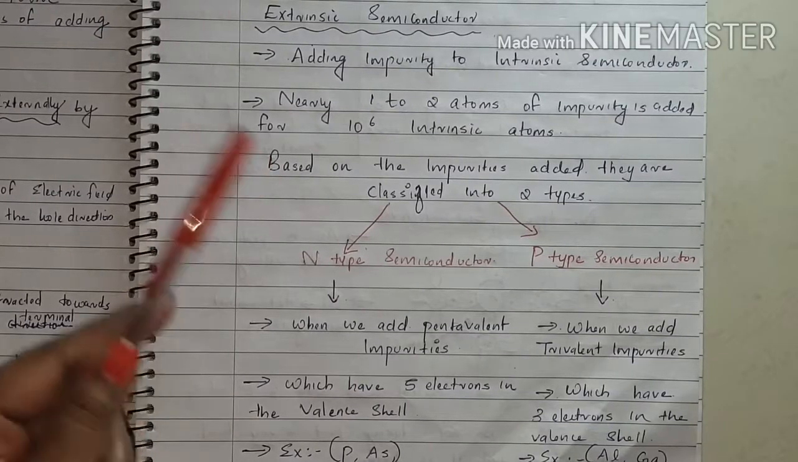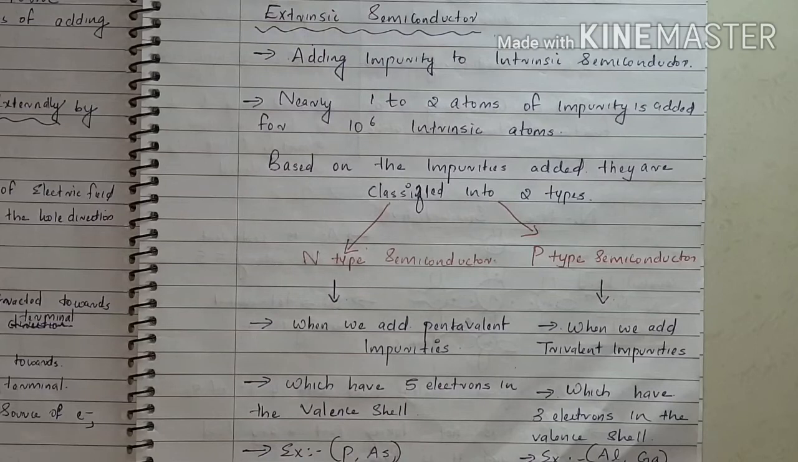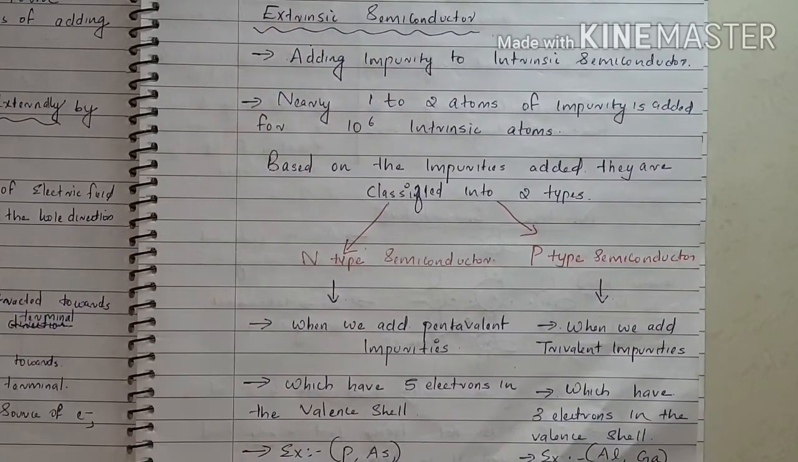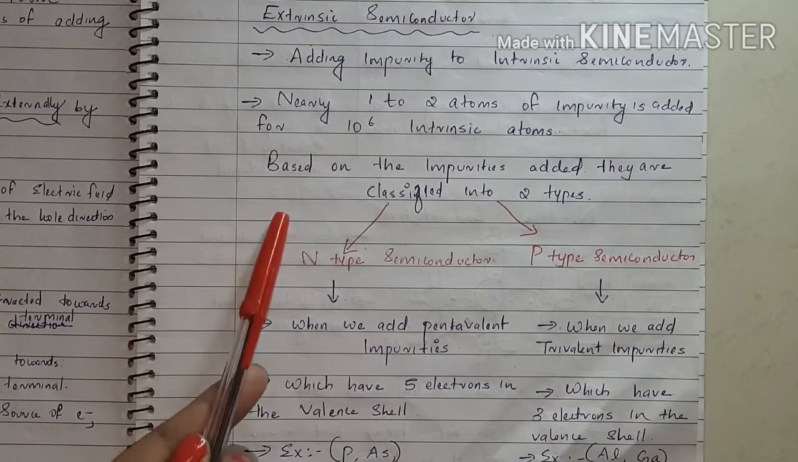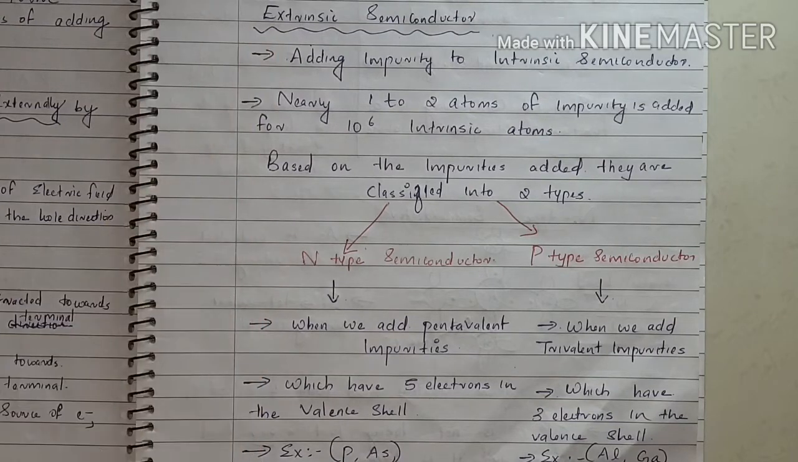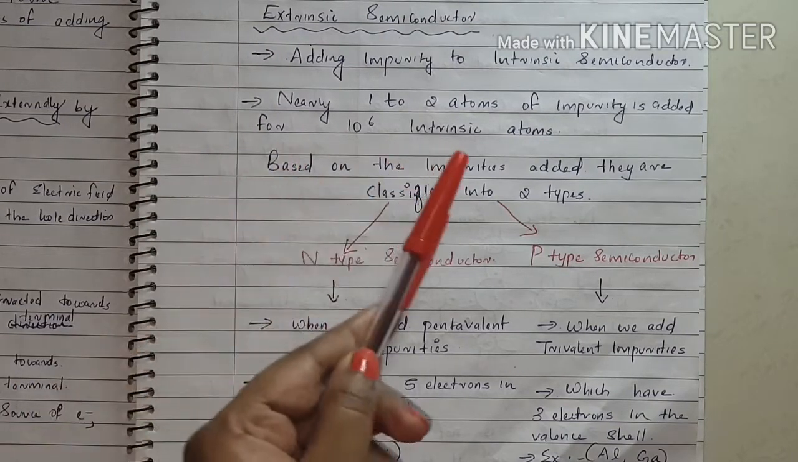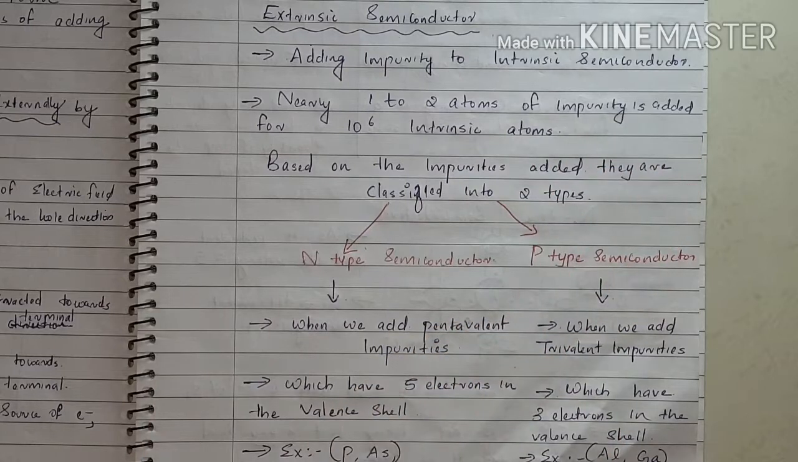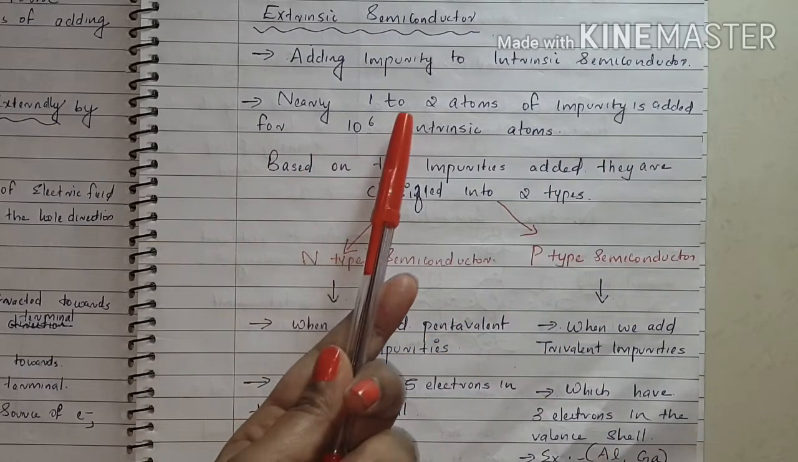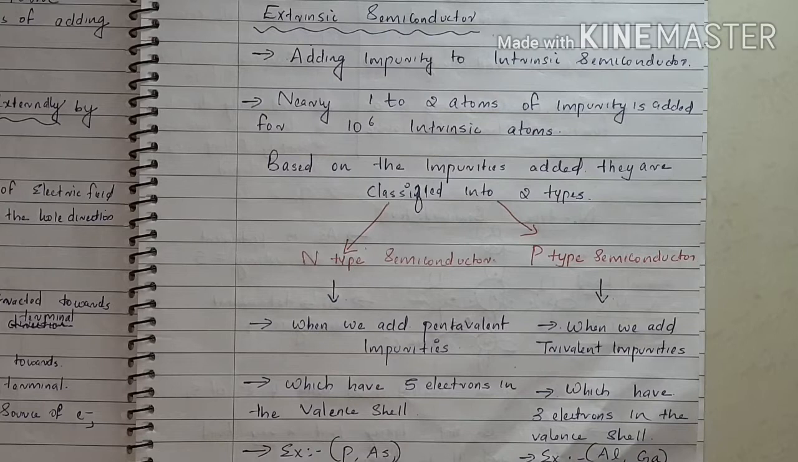Let's discuss more about extrinsic semiconductors. As I said before, adding impurity to the intrinsic semiconductor creates an extrinsic semiconductor. Only a calculated amount of impurity is added to the intrinsic semiconductor in order to make it extrinsic. Nearly 1 to 2 atoms of impurity are added for 10⁶ intrinsic atoms.